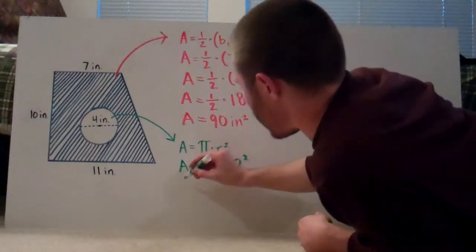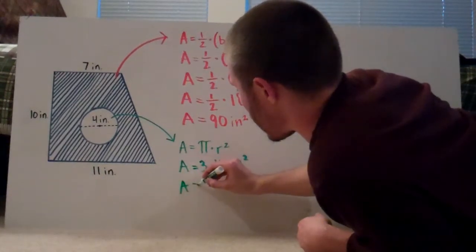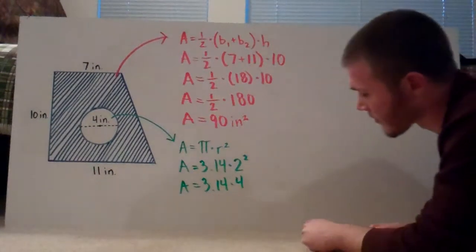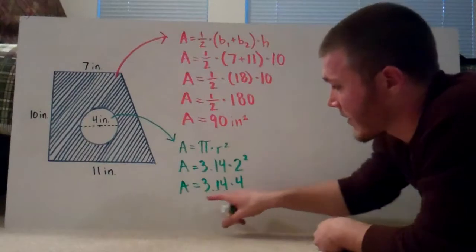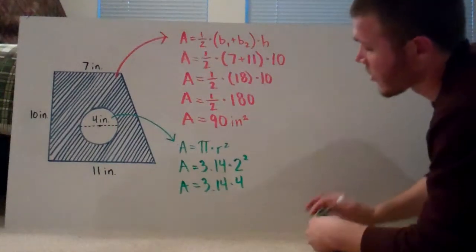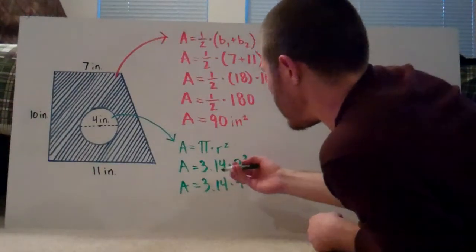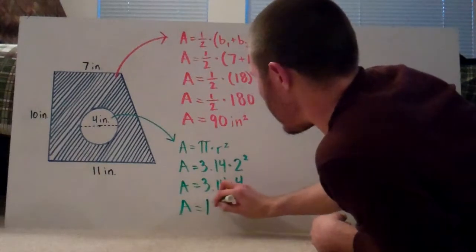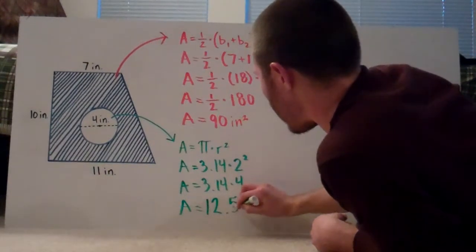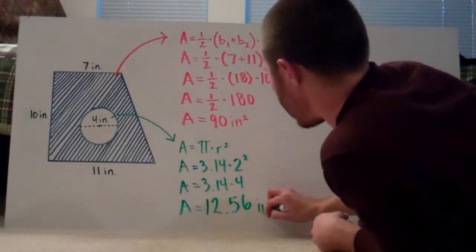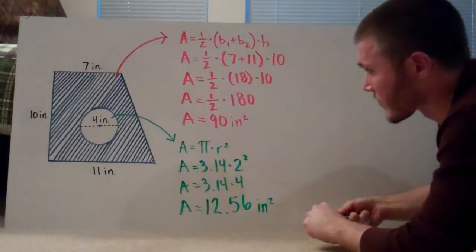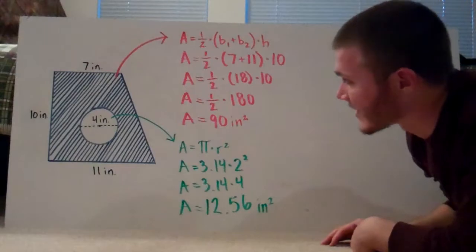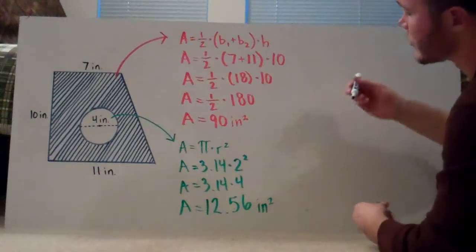So, area equals 3.14 times 4. In my last step, I have to multiply 3.14 times 4. When I do that, my area ends up equaling 12.56 square inches. So I've got the area of the entire shape and I got the area of the empty white space. Now I have to do total area.